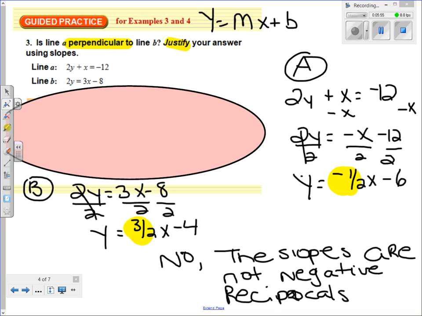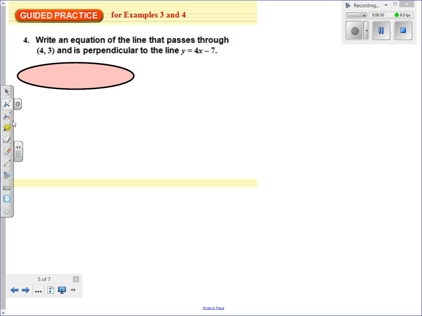So moving on. This example, and again, highlighters are a good thing to use, talks about perpendicular, writing an equation of a line that goes through this point and is perpendicular. So I'm going to start with my first step, write the equation 4x minus 7. Can I identify my slope? And I can. The slope is 4 over 1. My perpendicular slope would be the negative reciprocal. Flip it upside down. Use the negative sign.